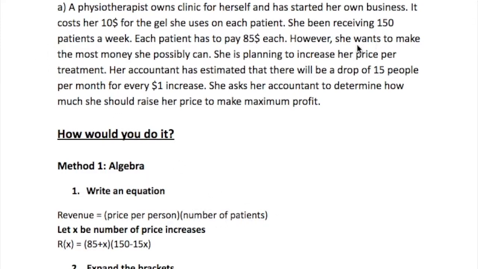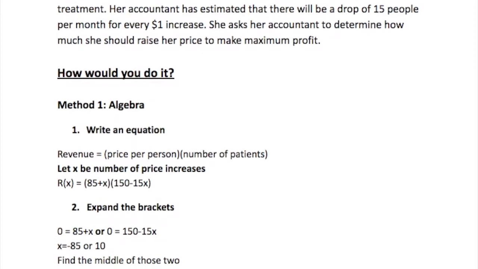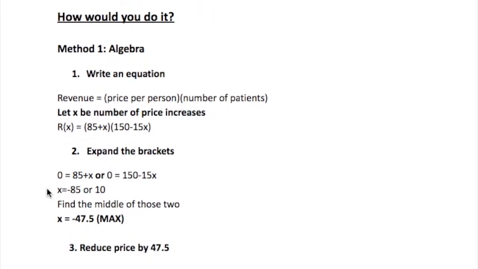She has been receiving 150 patients a week, so 150. However, there will be a drop of 15 people per month. So, x, the number of price increases, times 15. So, 150 minus 15x. Then, you have to expand the brackets, which ends up coming to x equals negative 85 or 10, the two roots. Now, we have to find the middle of these roots, which is negative 47.5.